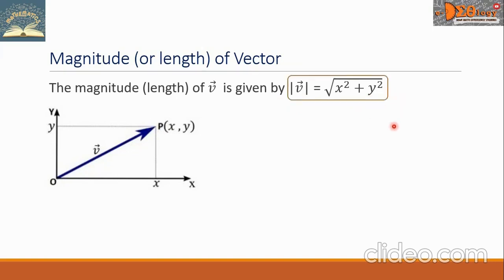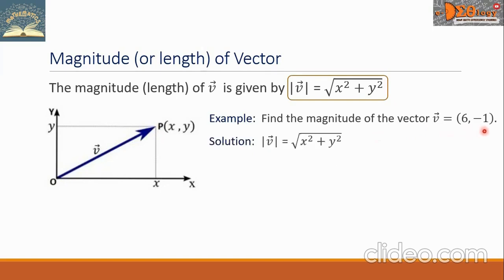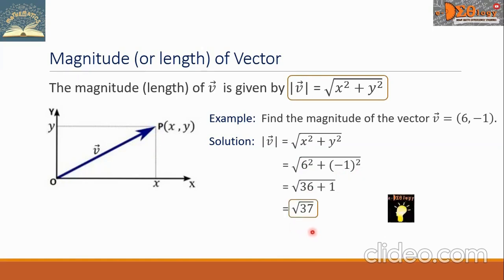This is our formula. For example, find the magnitude of the vector v equals 6, negative 1. Our formula is here. Let us substitute the corresponding values. So we have the square root of the quantity 6 squared plus the square of negative 1. Simplifying this, we have 6 squared to be 36 plus the square of negative 1 is positive 1. So the final answer is square root of 37.